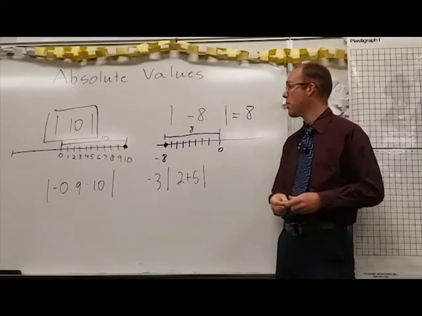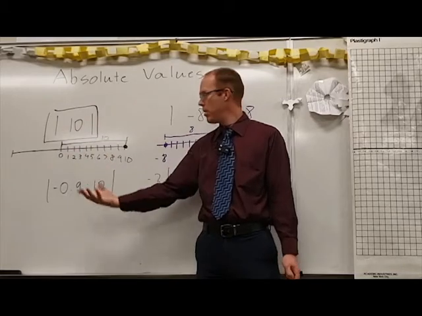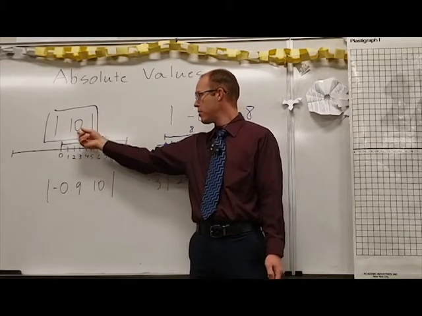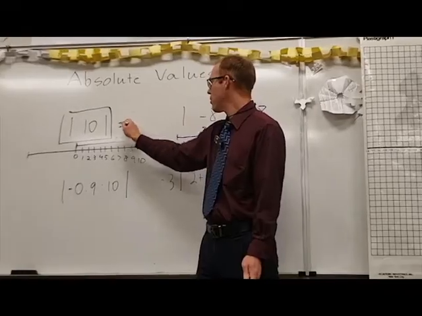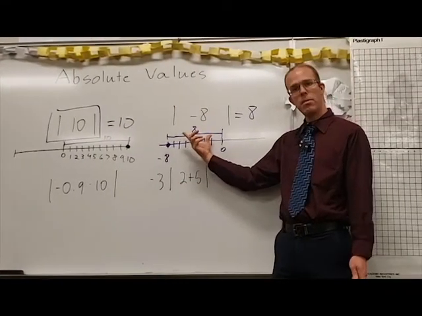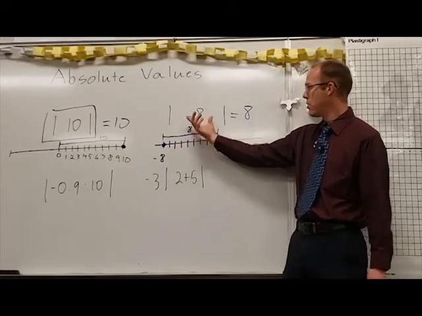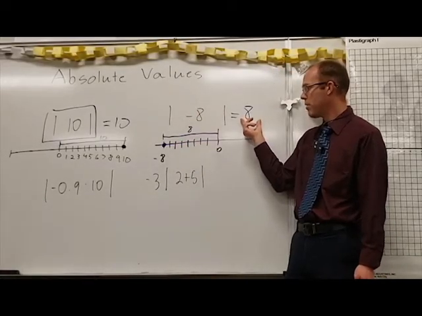Now we're going to see that with all of our absolute values. When it's positive, it's simply the number that we have right here. So the absolute value of 10 equals 10. When it's negative, that absolute value is going to measure the distance from 0, and it's going to become a positive number. So the absolute value of negative 8 is positive 8.